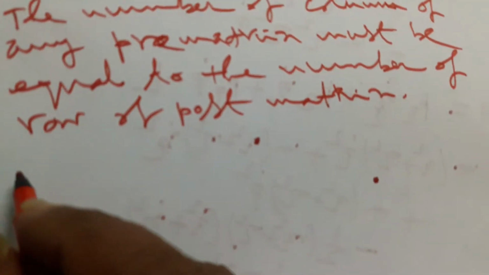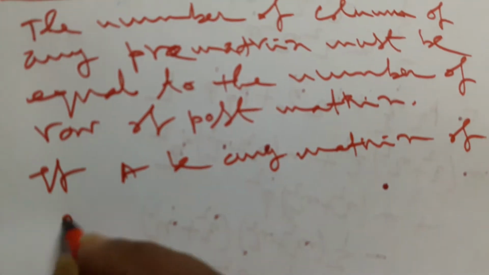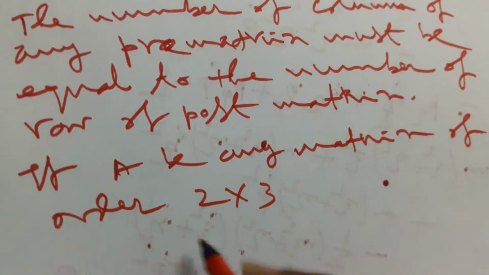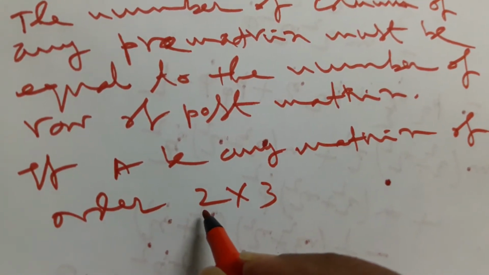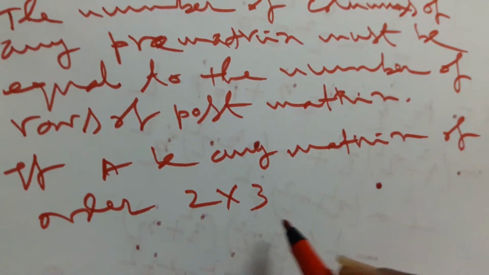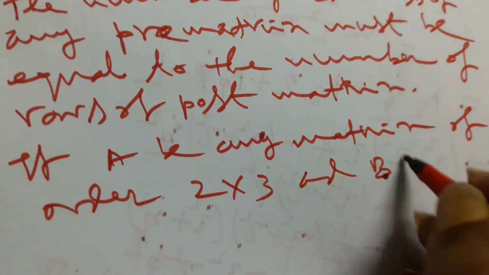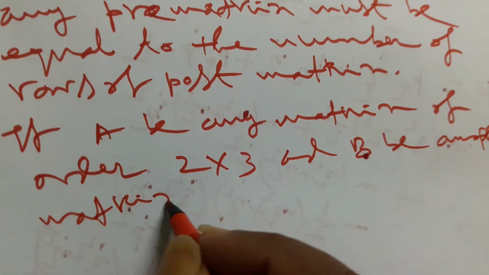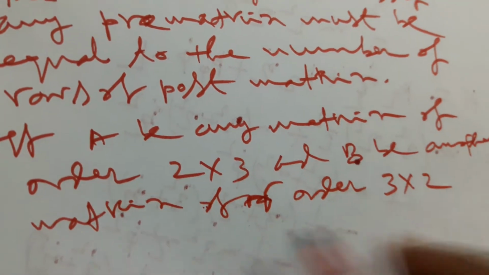Now what happens there? If A be any matrix of order 2 by 3, that means the number of rows is 2 and the number of columns is 3, and B be another matrix of order 3 by 2.